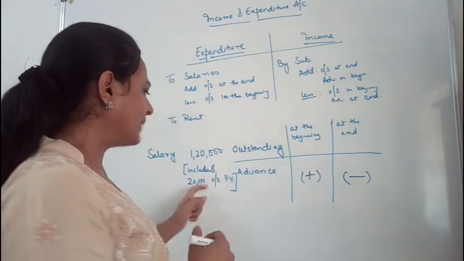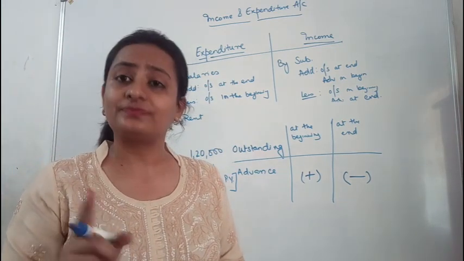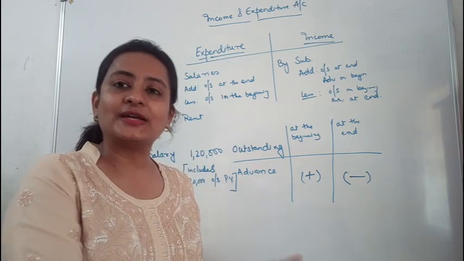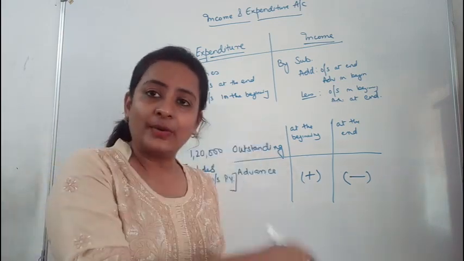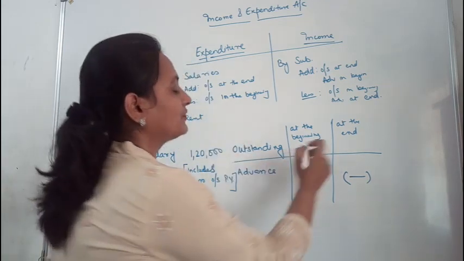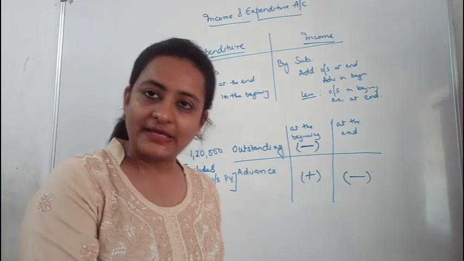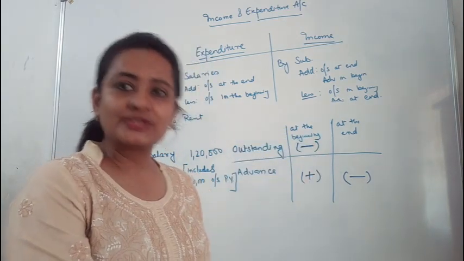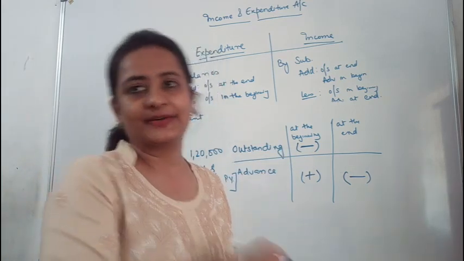So does this 20,000 relate to the services of this year? Yes or no? No, right? This 20,000 relates to the services of previous year. So should it come in our account? It should not come. So we have to reduce it. Because outstanding at the beginning needs to be reduced since it does not relate to the services of this year.